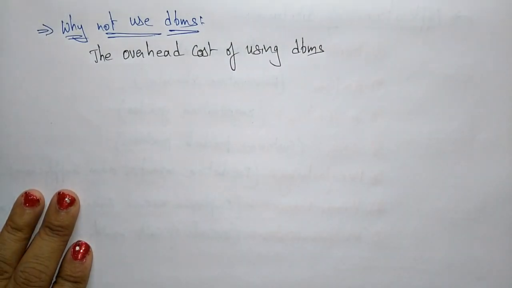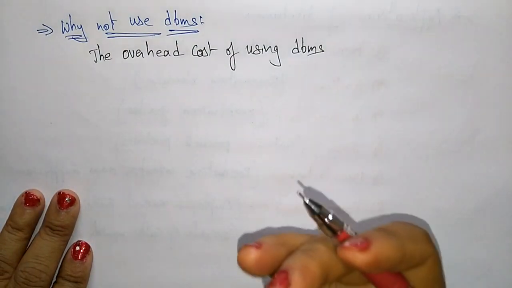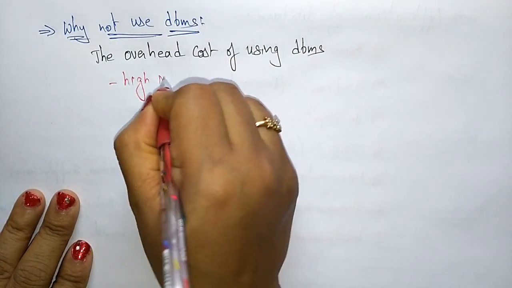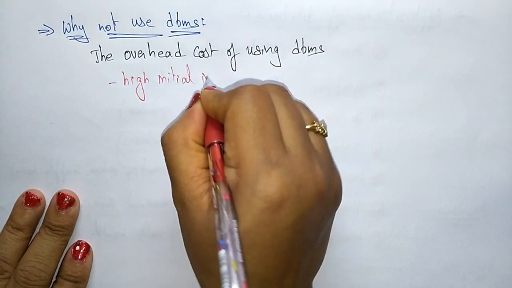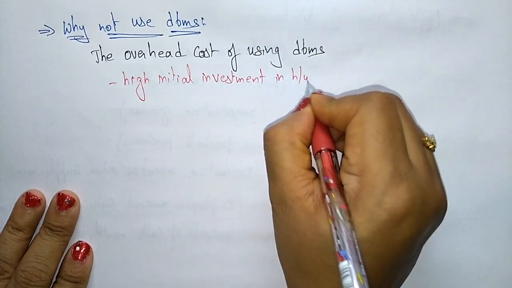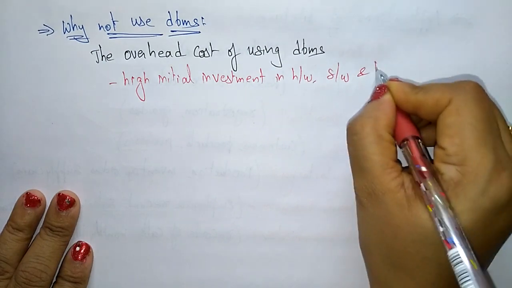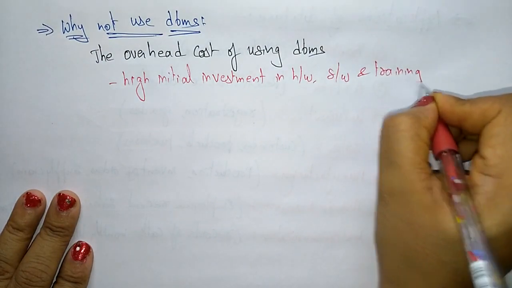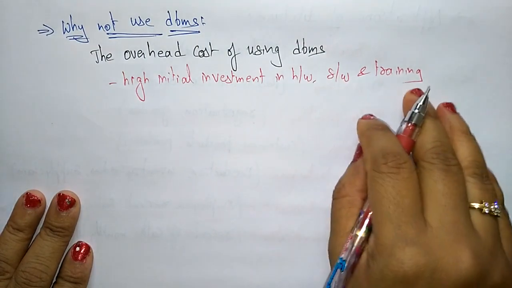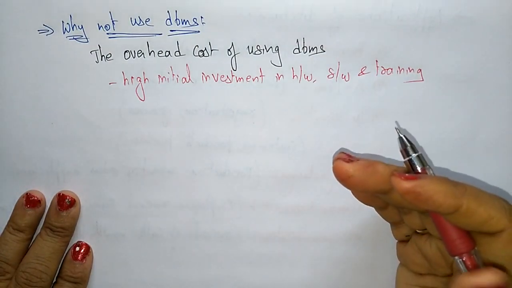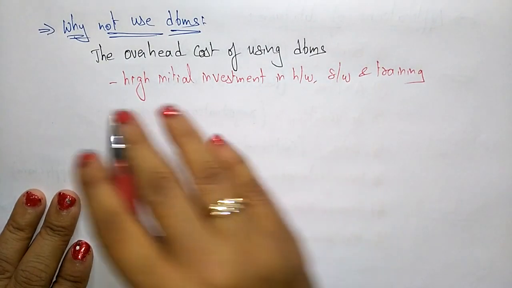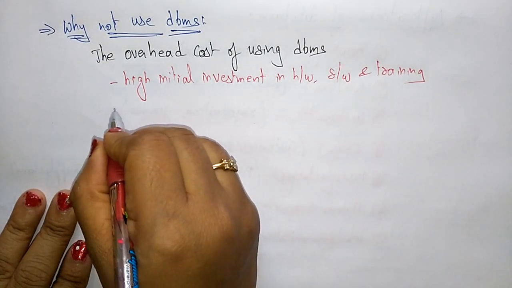How can we say it is overhead cost? Because of the high initial investment in hardware, software and training. We require a high investment at the start to buy the hardware and software and to train people on how to use the database software. So there is a high initial investment.